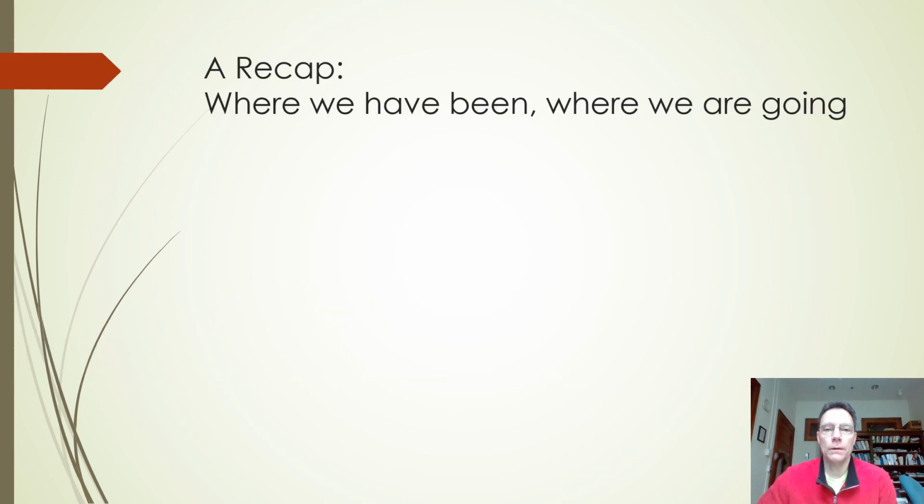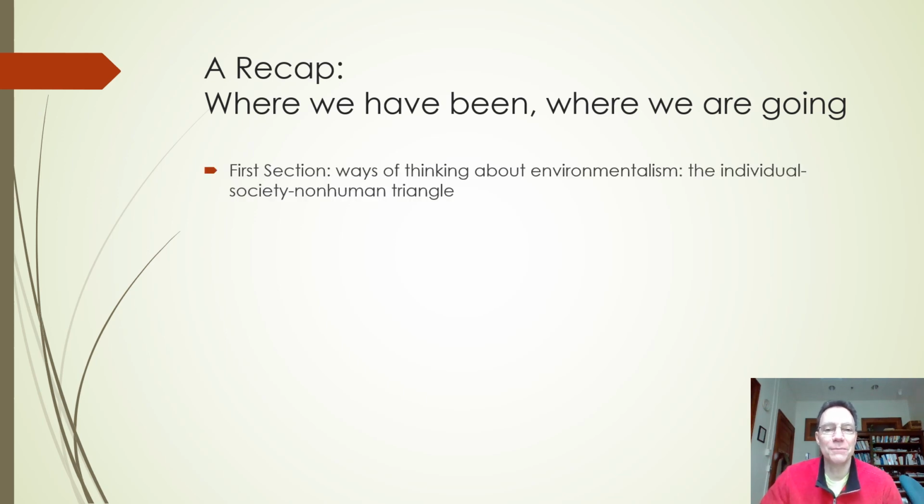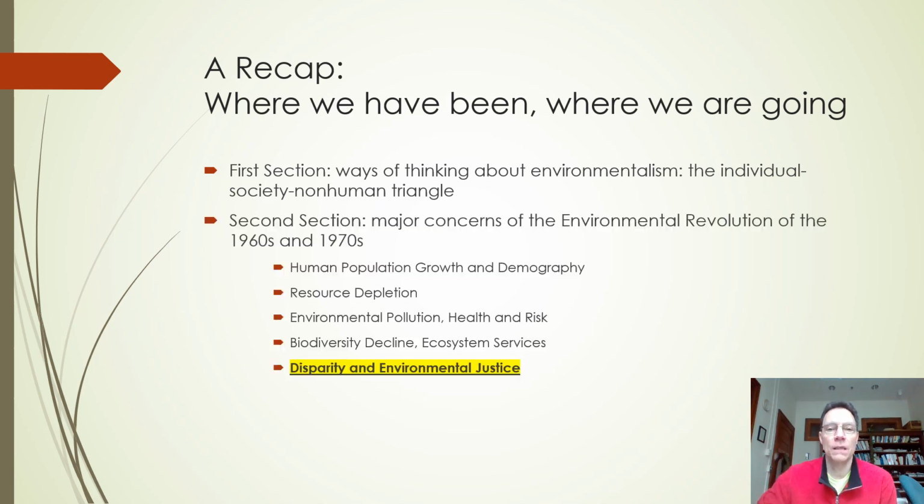So a recap of where we've been in this course and where we're going from here. If you recall, a long time ago, our first section was about ways of thinking about environmentalism and the individual, society, non-human triangle, and a little bit of environmental philosophy. And then we went into some of the major concerns and themes of the environmental revolution of the 1960s and 70s. Those were things like human population growth and demography, resource depletion, environmental pollution, health and risk, and then biodiversity decline just as we were getting to spring break and all the craziness began.